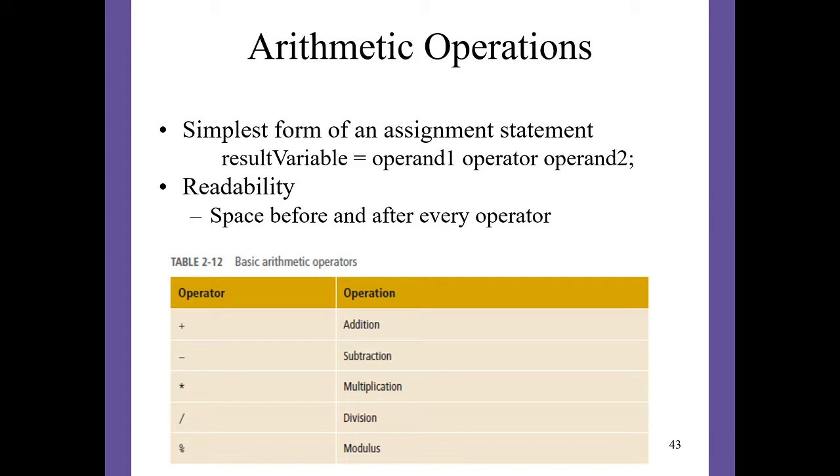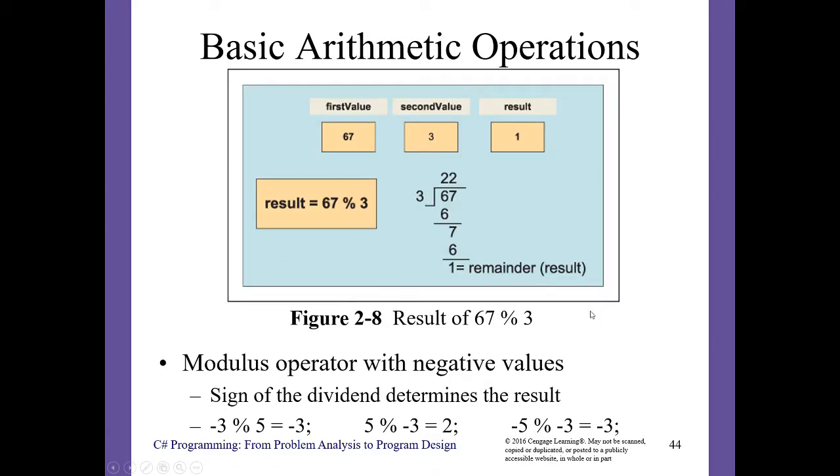Now, the basic math operators that we can use are addition, subtraction, multiplication, division, and the modulus operator. This visual shows memory, and in memory we have some variables. We have a variable named first value, and it contains a value of 67 in memory there. We have another variable named second value that contains a value of 3, and then we have a variable named result.